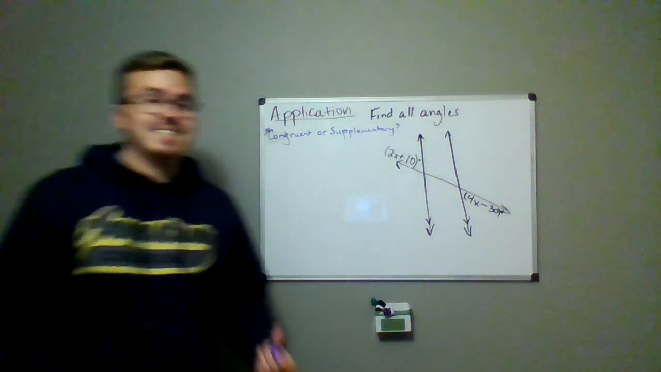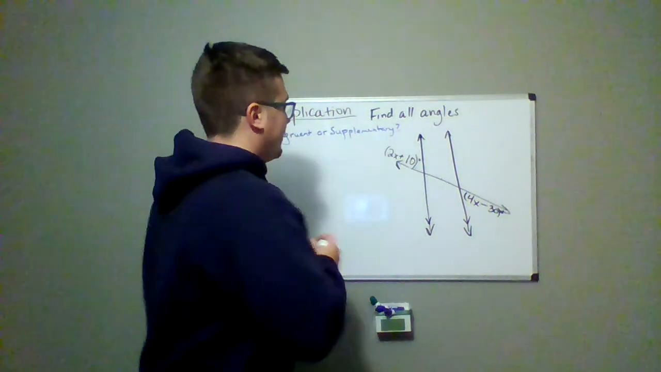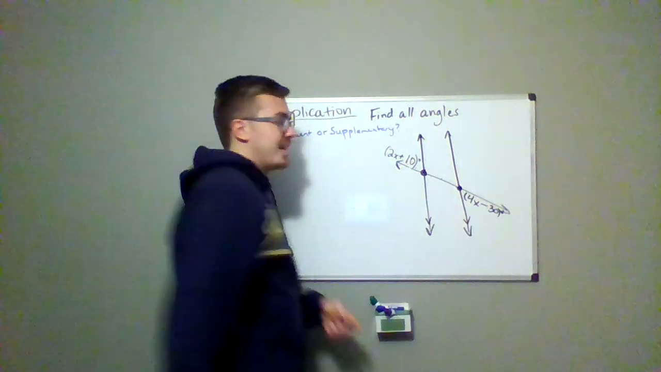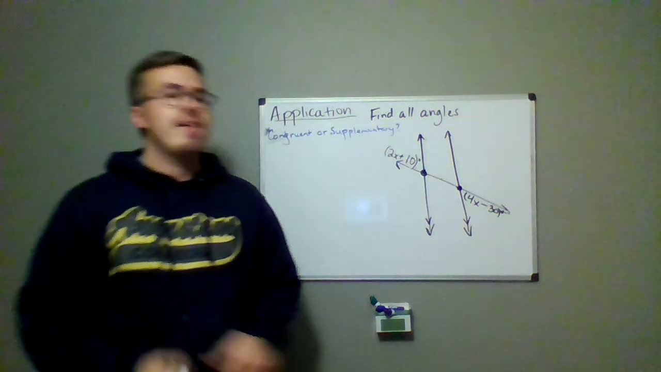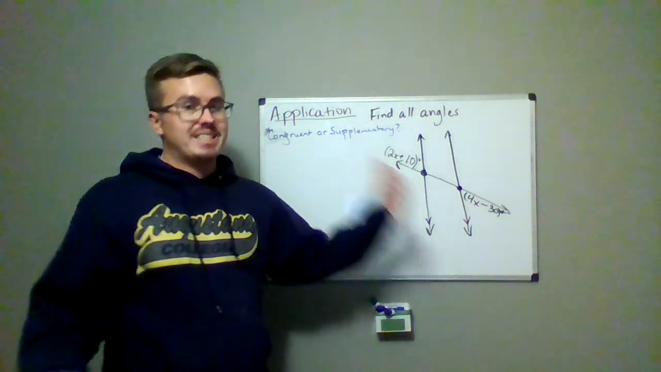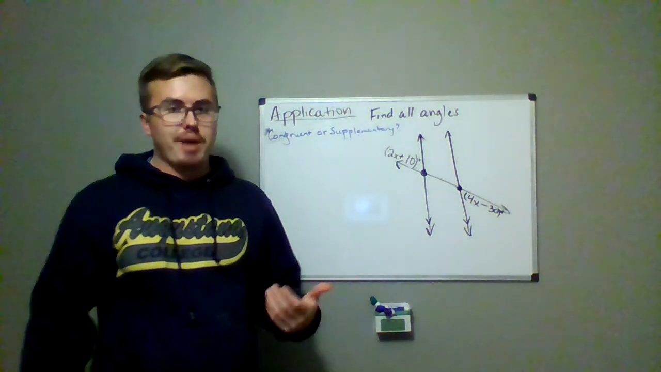So we're looking to see, okay, do they form a special pair relationship? This one is on the left vertex, this one's on the right vertex. So that automatically rules out they can't be adjacent, they can't be vertical angles, so they must be something else. Okay, next thing, are they corresponding?